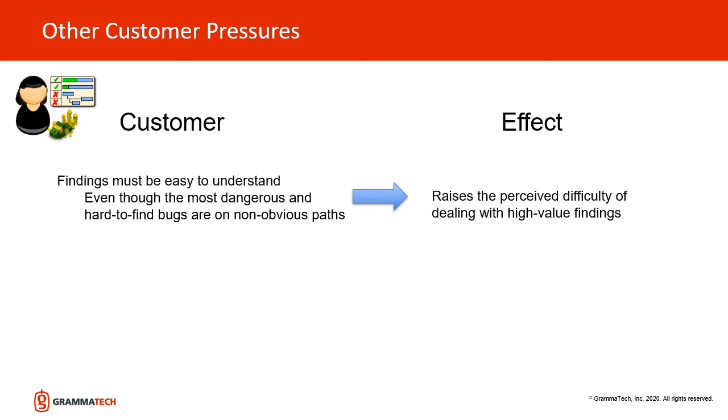And this is even though the high value findings, the most dangerous and hard to find bugs, are ones that occur along non-obvious paths. The effect of this is that because the high value findings are much more difficult to deal with, they fall into this kind of confusion zone where the customer doesn't quite know what to do with them. But then they look at the low value findings and decide that they're easy to deal with, so they give them more value.